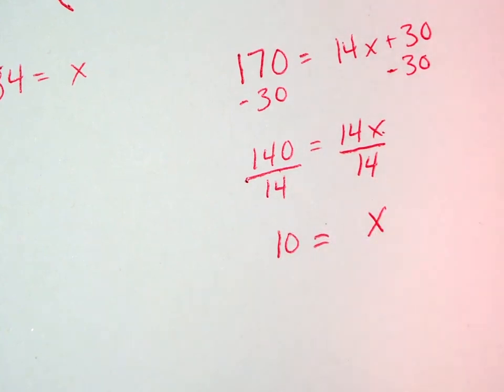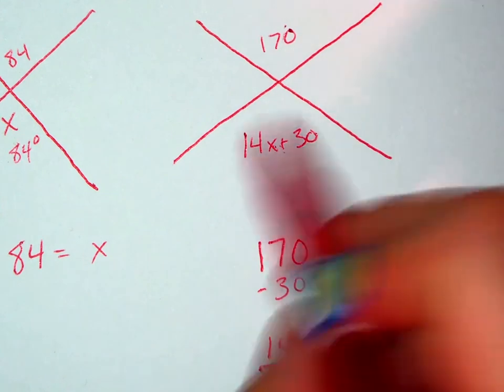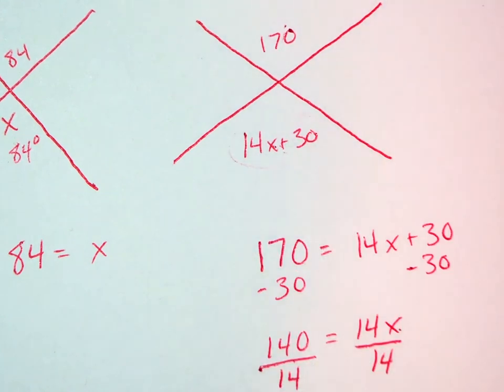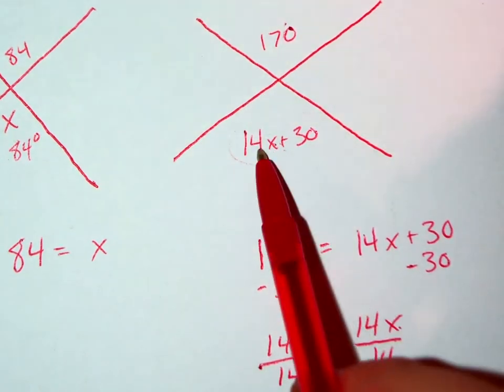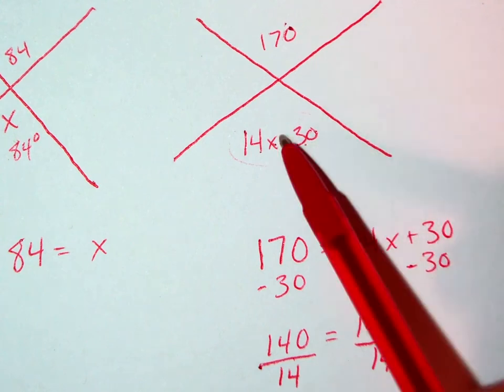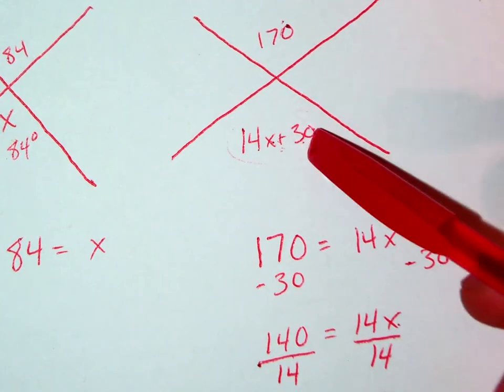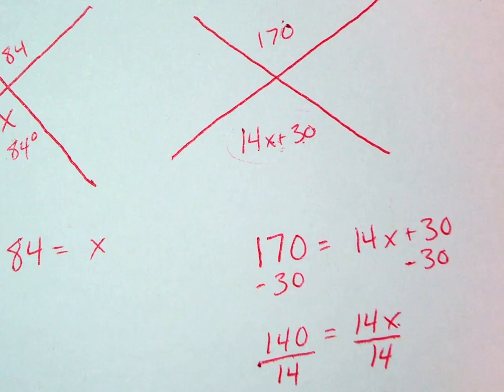So we now know that the value of x for this angle is 10. Because 10 times 14 is 140, plus 30 is 170. So that would create a solution that justifies my vertical angles being congruent.